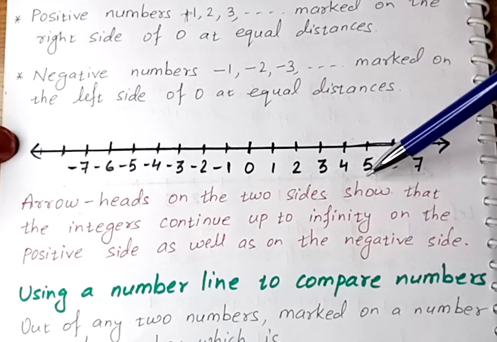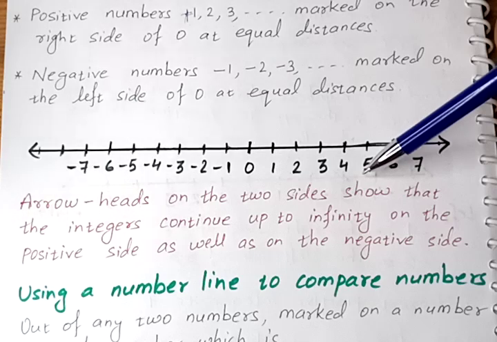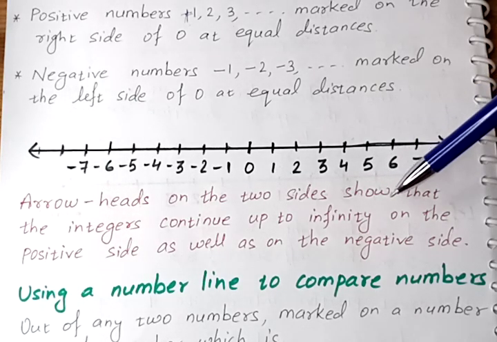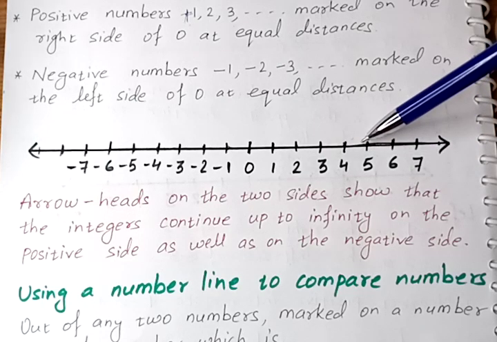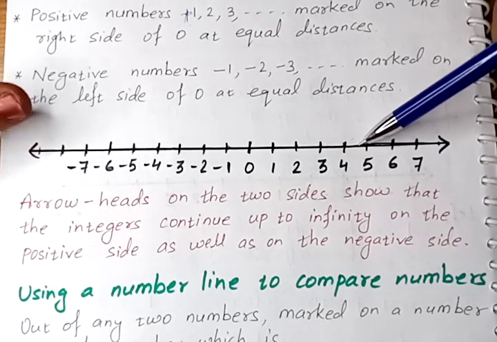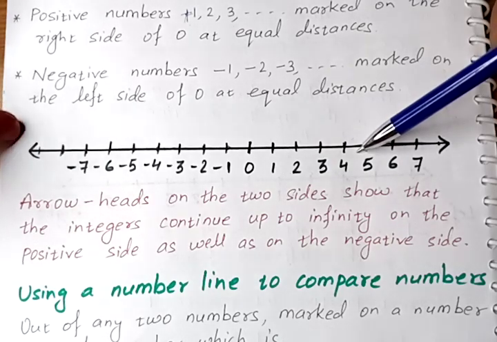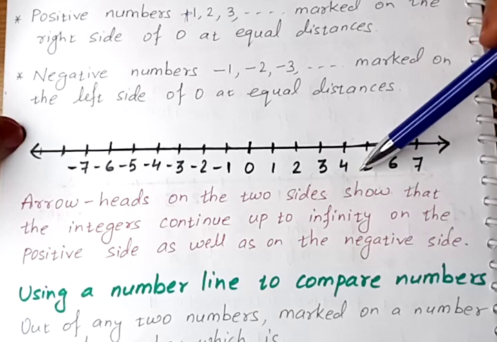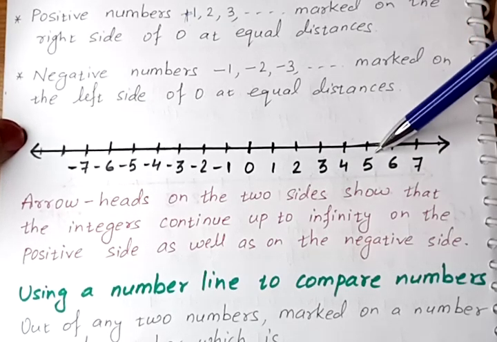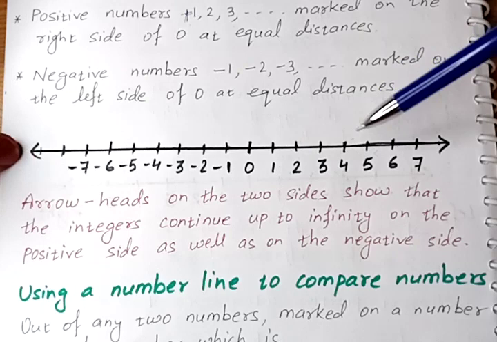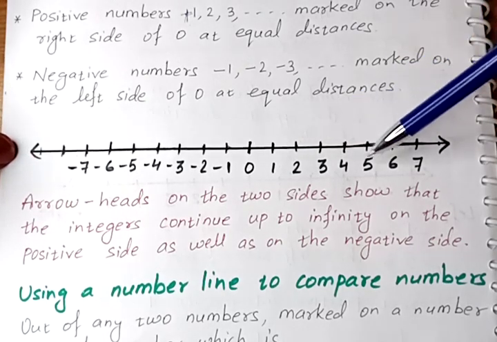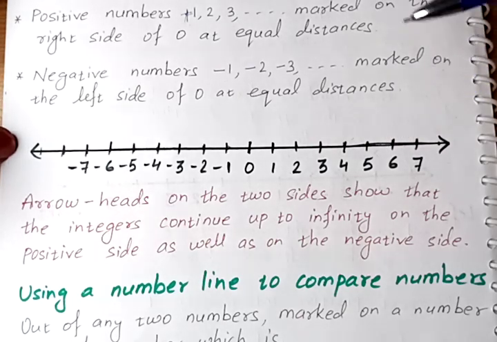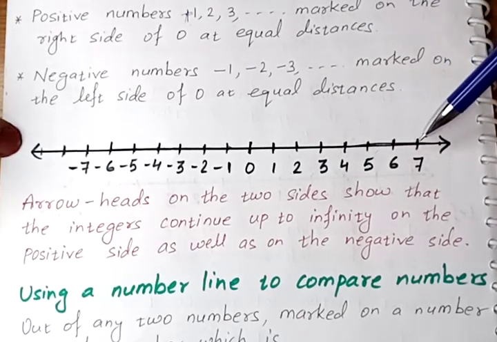Children, one more thing to remember: whenever you draw a number line, you must use a pencil and a scale. Your number line should be neat and clean. You must use a pencil and draw it straight, that's why you must use a scale. The numbers should be at equal distance. Keep the scale at every 1 centimeter, mark one point and represent the number there. Clear? So numbers should be at equal distance.